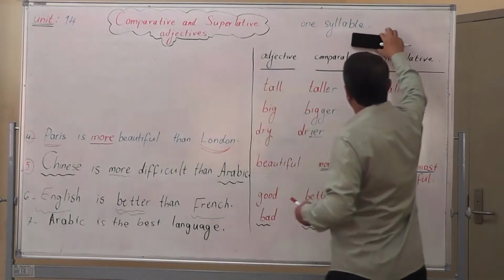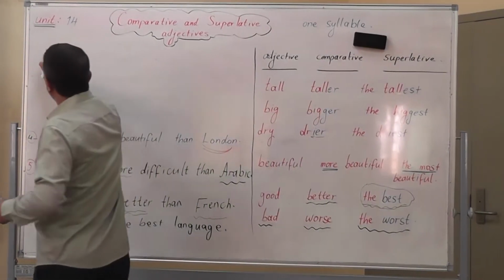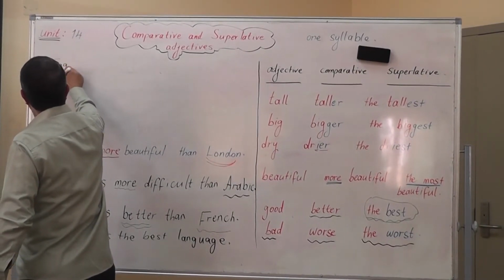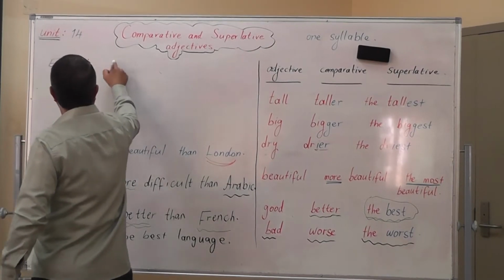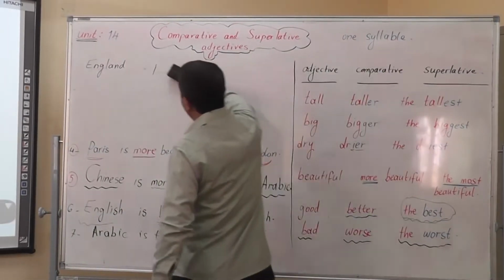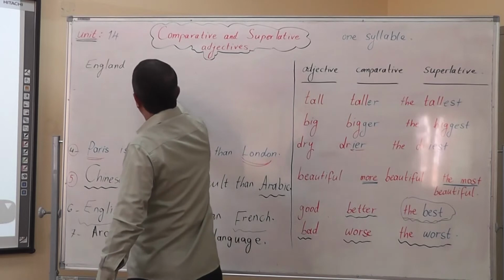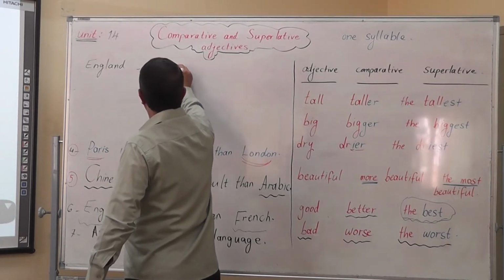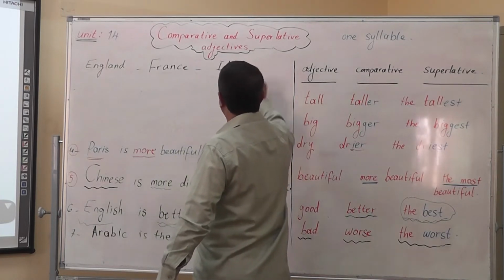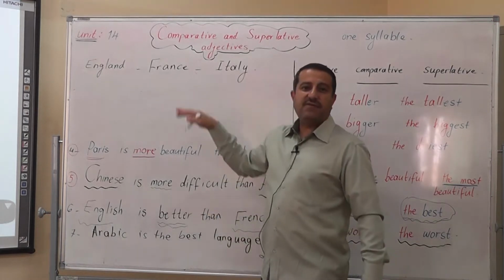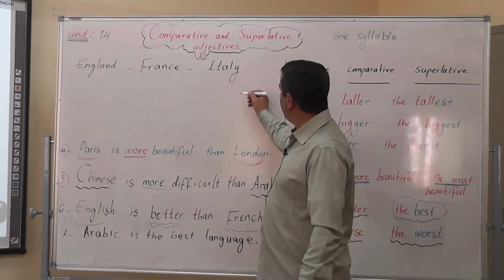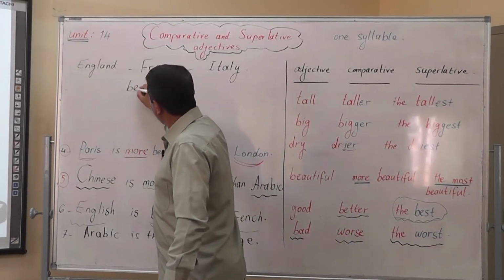For example, if we have three countries, we have England, France, and Italy. Here we have three things. We are comparing these three countries together. Okay, we are going to use the word beautiful in comparison between these three countries.